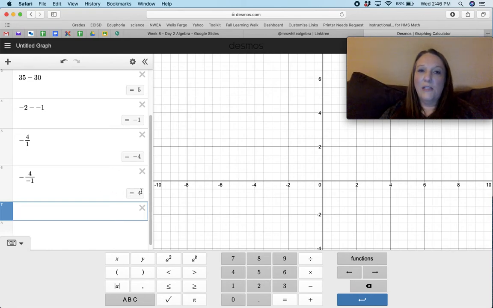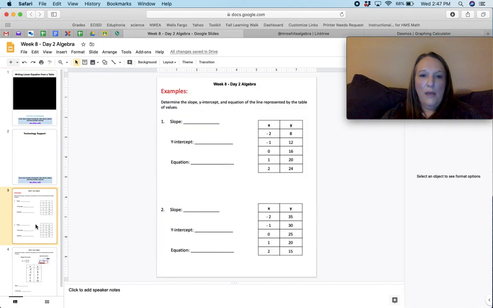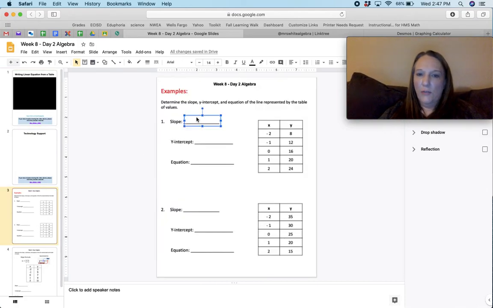So again, please use the Desmos app or graphing calculator when using integers, because if you're using your cell phone, lots of times we mess up with the negative signs. All right, let's go back here. And I'm going to insert my answer.